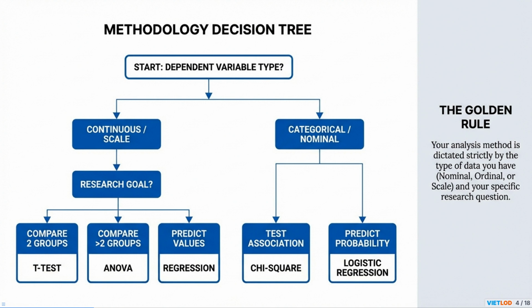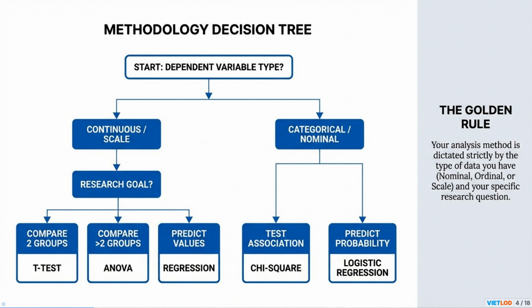This slide presents a clear methodology decision tree to help you select the appropriate statistical analysis method. The starting point is always the type of your dependent variable. Is it continuous, scale, or categorical, nominal? If your dependent variable is continuous, scale, your next step is to define your research goal. Are you comparing two groups, in which case you'd use a t-test, comparing more than two groups, leading to ANOVA, or predicting values, which calls for regression? If your dependent variable is categorical, nominal, you'd either test an association using chi-square or predict probability using logistic regression.